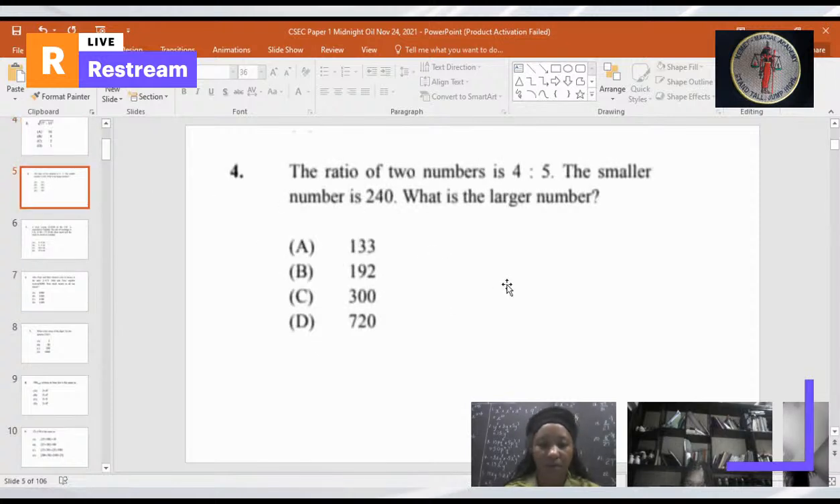Imani number 4. Okay, Miss. Number 4. The ratio of two numbers is 4 to 5. The smaller number is 240. What is the larger number? Okay, so that would mean that the 4 is 240.